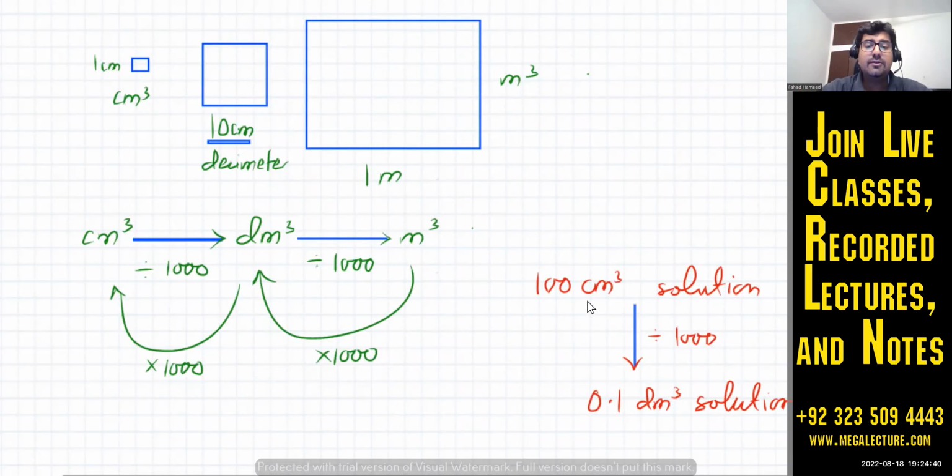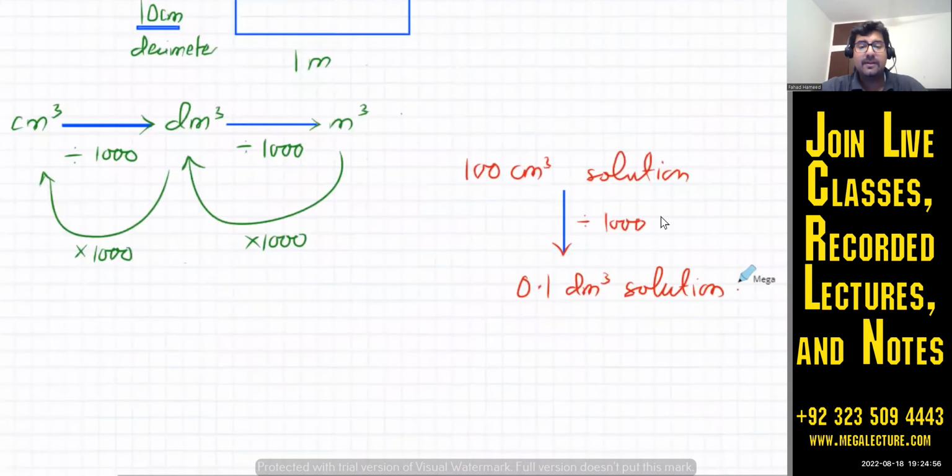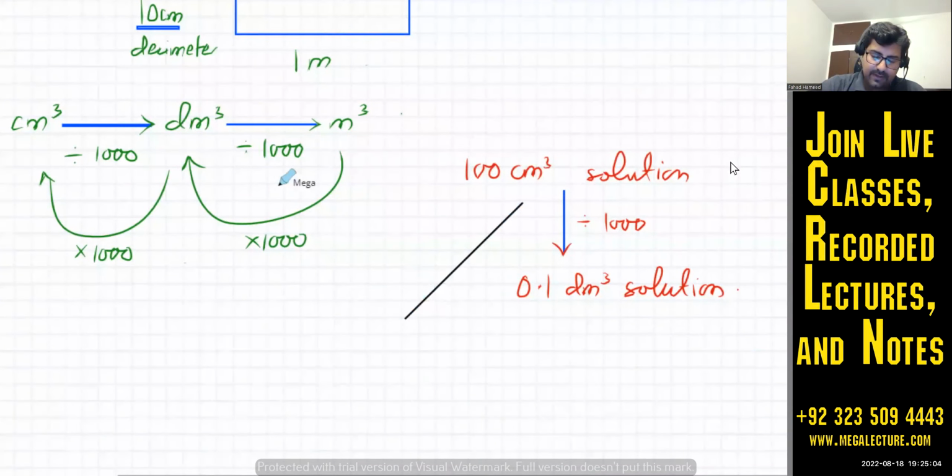Or this 100 cm cube, you can also convert it into meter cube. If you want to convert a cm cube into meter cube, you would have to divide twice by 1000. So divide it twice by 1000, you'll get the same volume, but now it's going to be measured in meter cube. That is, if I want the same volume but I want to change the unit, I would have to divide twice by 1000.